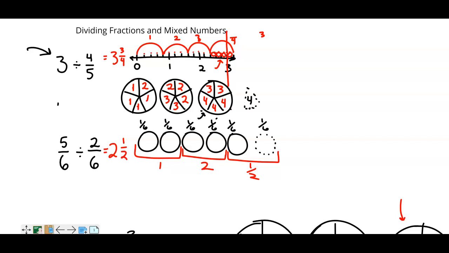But these are some really good models right here. We have a number line model. We also use circles, and we have another circle set right here where we're drawing out the set of numbers and how many fraction pieces are involved in that.